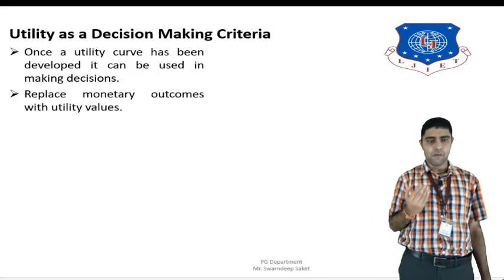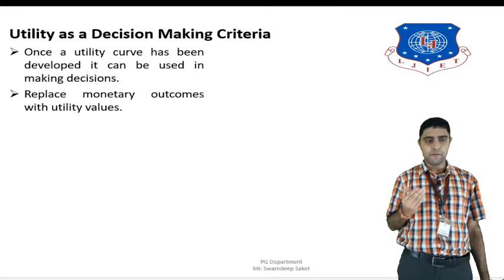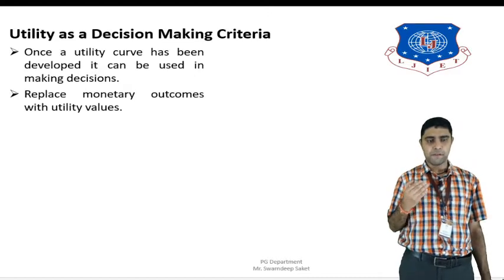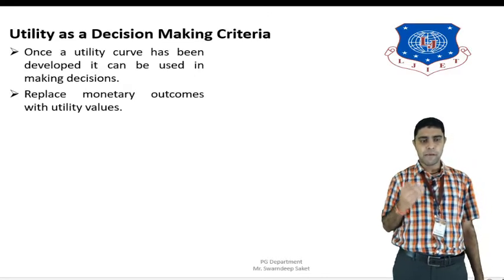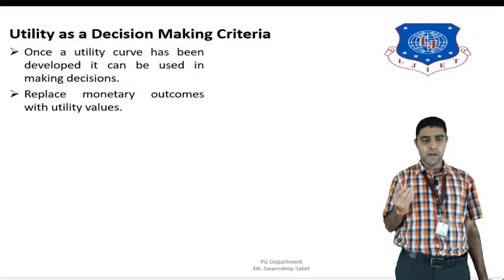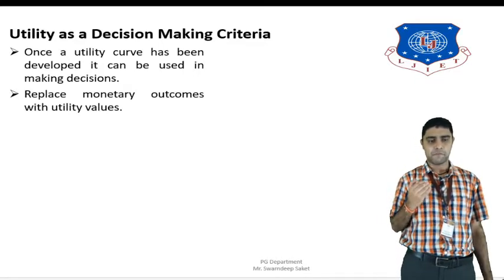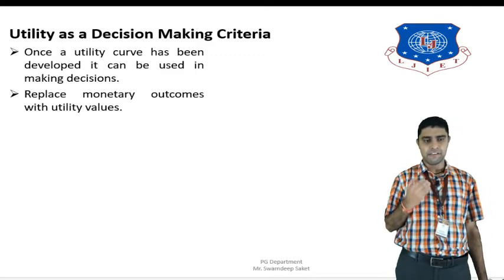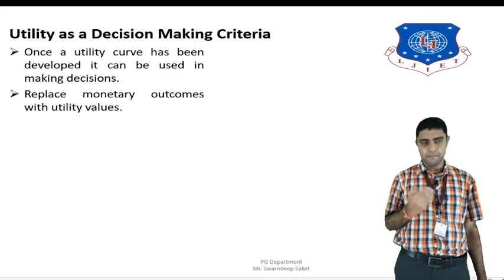Replace monetary outcomes with the utility value. So there is a utility value, and we have to replace the monetary outcomes. The monetary outcomes will be replaced by utility values. If it is the best outcome, then we will replace it with utility value 1. If it is the worst outcome, then we will replace it with utility value 0. This is the most important criterion in decision making, and it plays an important role in utility theory.